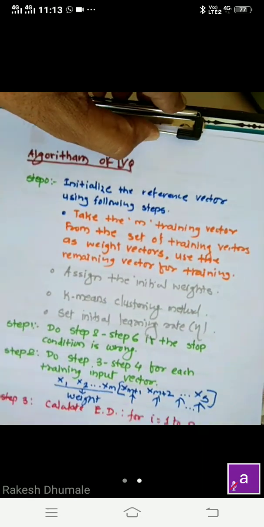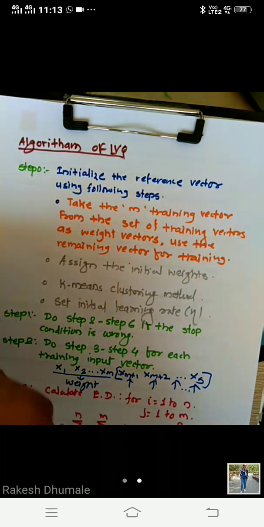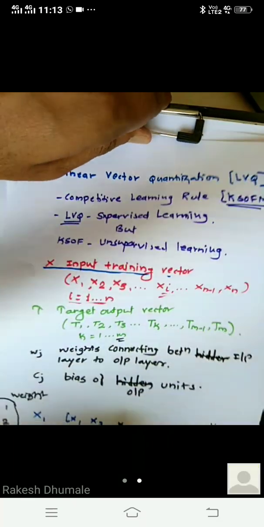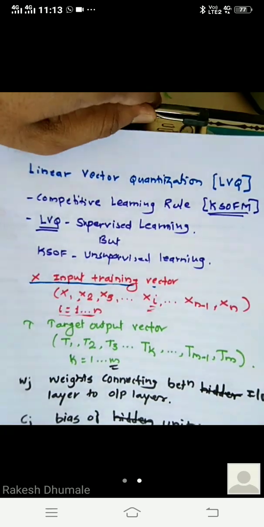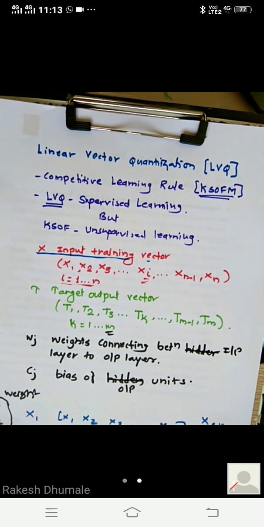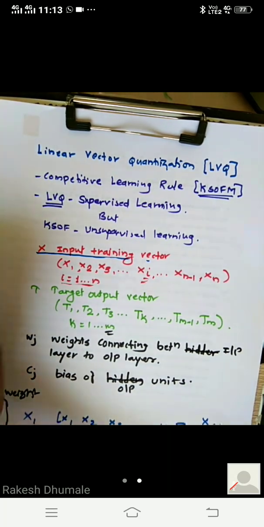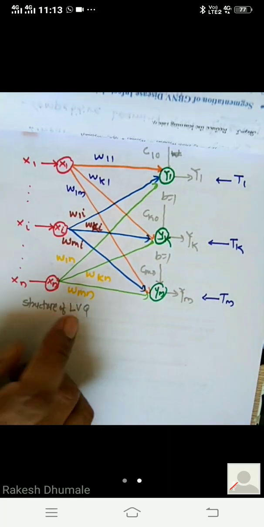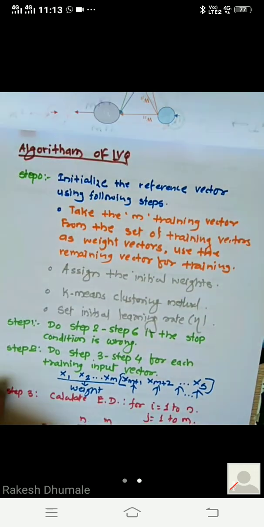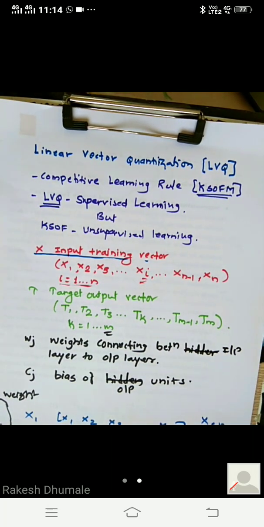Is there any doubt? Yes, please, you can ask if you have any doubt. This is very simple. You have to remember that LVQ is like KSOFM. In LVQ and KSOFM, the competitive learning rule is used, while LVQ is supervised learning but KSOFM is unsupervised learning. Now let us consider these parameters and draw the structure. The structure is very simple. This is the structure of LVQ, and after that you just write down this algorithm. So this is the very simple part of learning vector quantization. Is it clear?